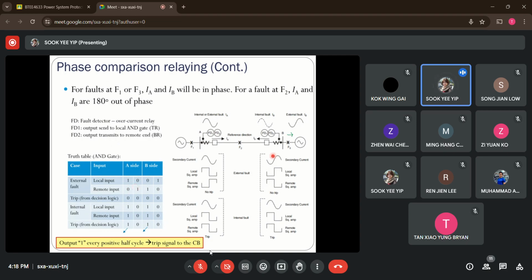At the terminal B side, this is the measured current, so I have 0, 1. And then at the same time, I receive the signal from terminal A, which is 1, 0. So I have 1, 0 here.